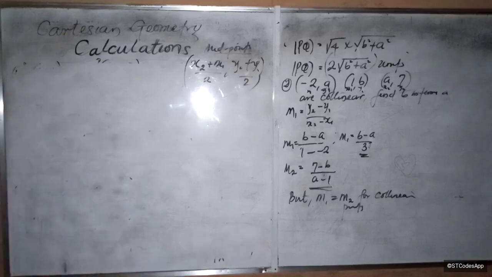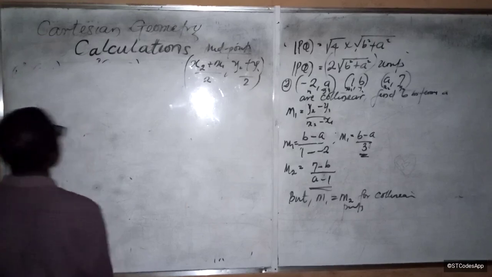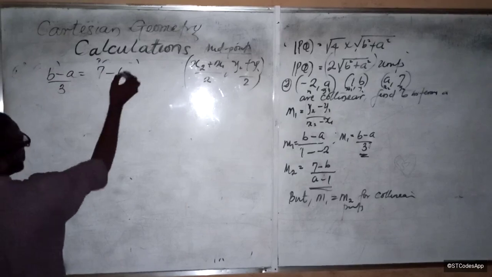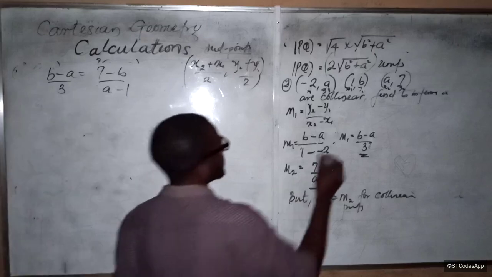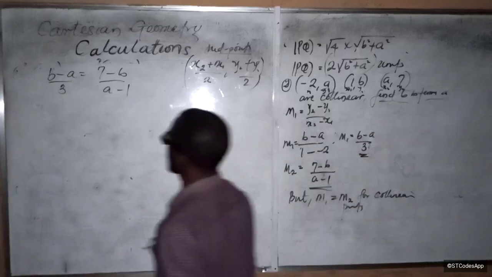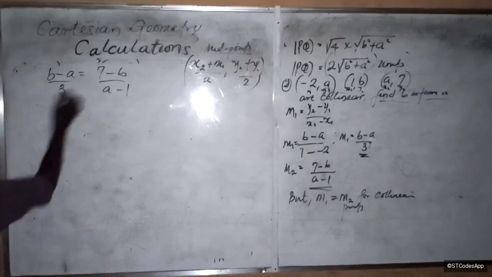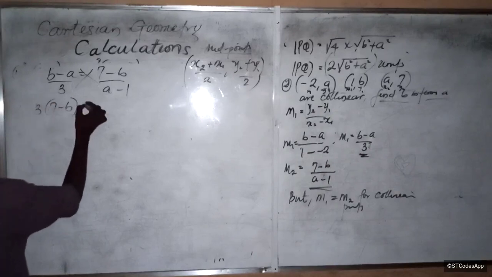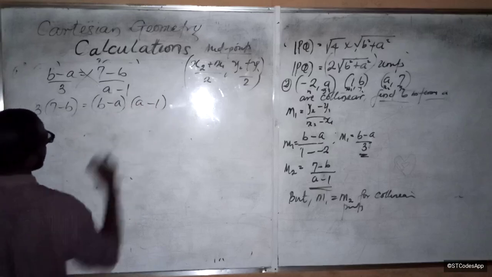With that being the case, m1 must be equal to m2 since they are collinear points. So it means that b minus a over 3 must be equal to 7 minus b over a minus 1. It now says we should find b in terms of a, meaning make b the subject of the formula. If we cross multiply, we're going to have 3 into bracket 7 minus b is equal to b minus a times a minus 1.